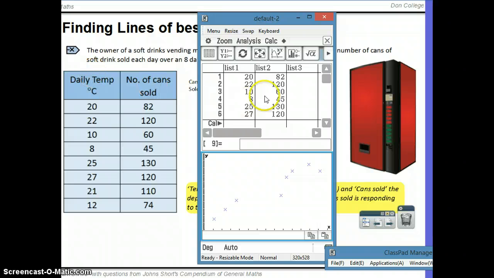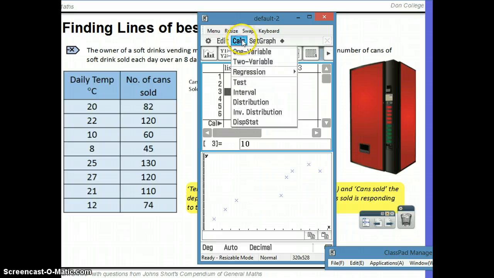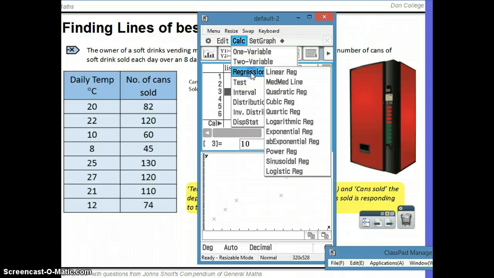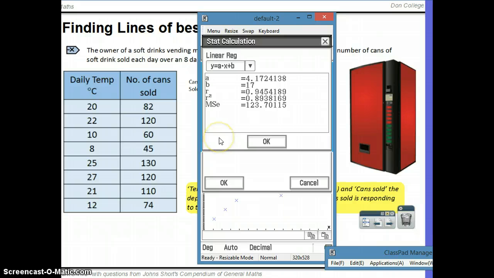So what we're going to do is calculate that by clicking in here. So we click back into our table of values and go to calc. Now we're going to do a regression. It's called a linear regression, linear because it's a straight line. So this linear reg, we'll click on that. The X list again is list 1 and the Y list is list 2. The frequency is 1, leave that as it is. And if you say copy formula yes, get in the habit of doing that. Don't worry about the residuals for now, that's something we'll look at later. But copying the formula is going to pull it into something we could use later. Click OK.